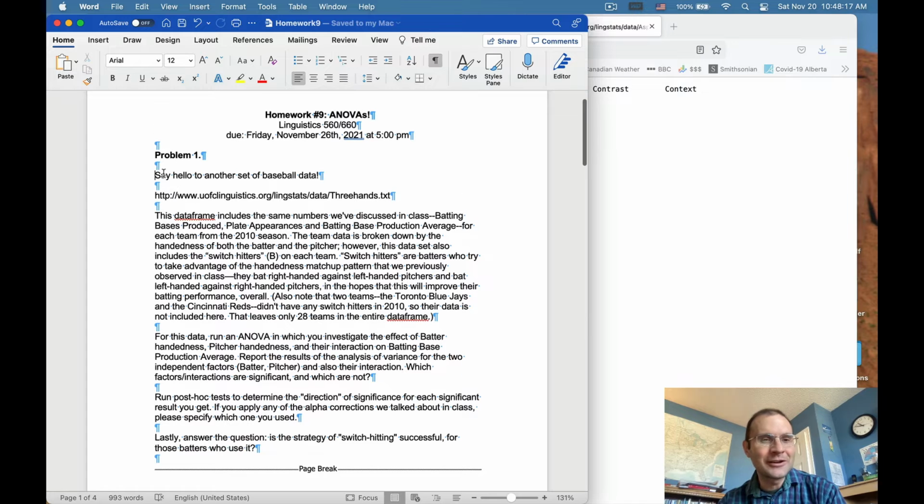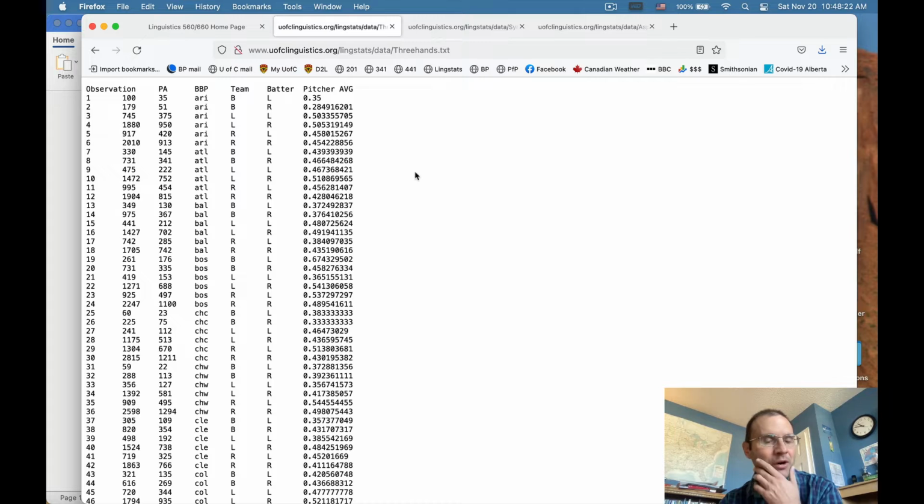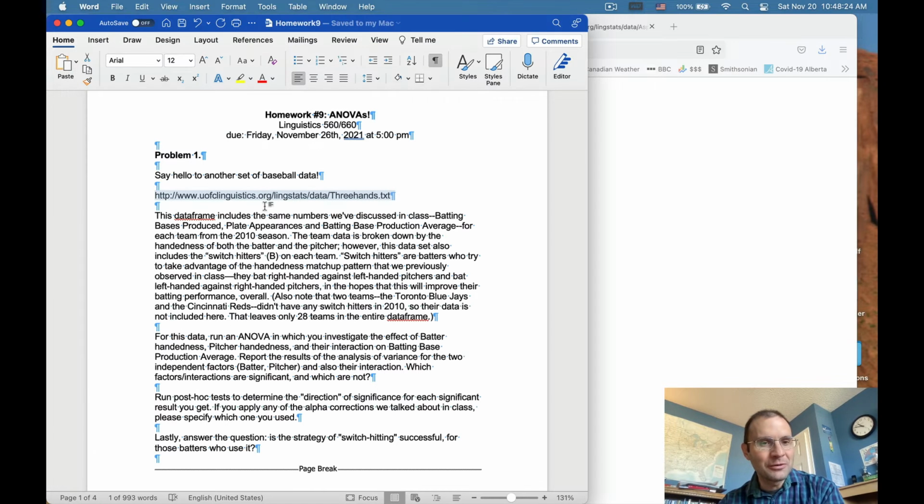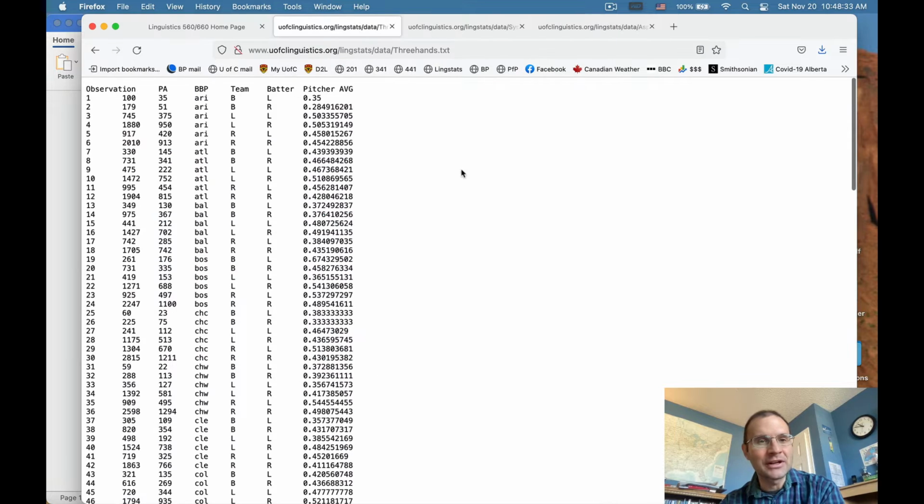The first one goes back to the baseball data, except it's a different baseball data set than what we saw before. So I'll explain to you what differs here. This data frame includes the same numbers that we've discussed in class: batting bases produced, plate appearances, and batting base production average. So these are the plate appearances here. There's also batting bases produced. How many bases does the offensive team reach on those plate appearances, and then the average, which is basically this number divided by that number. So that one's going to be like 0.35.